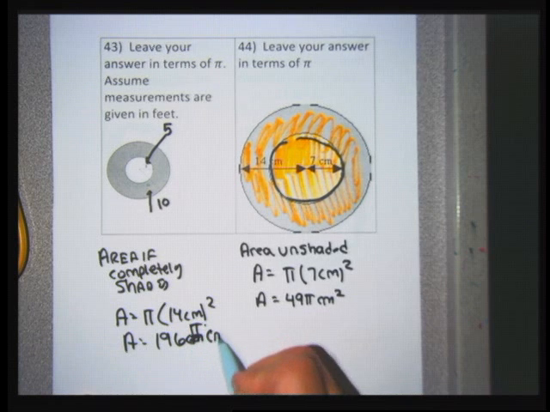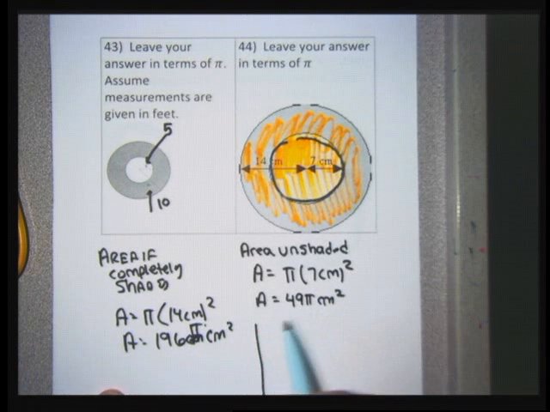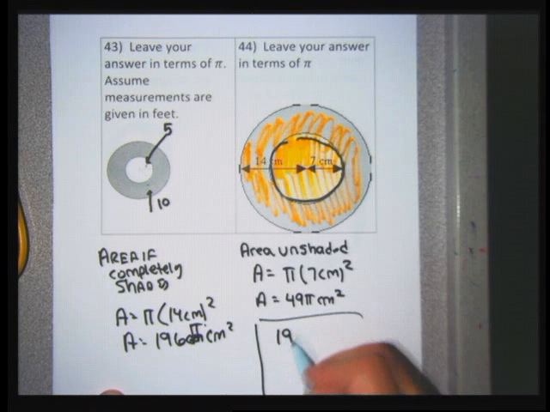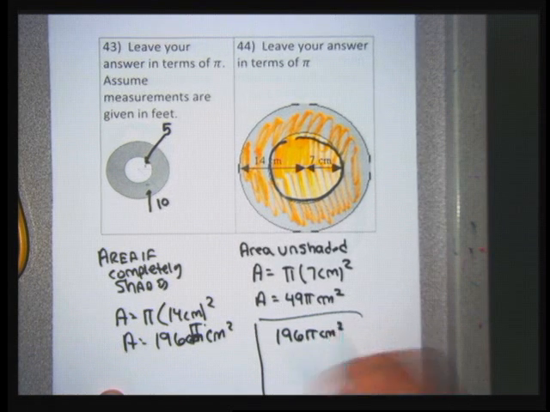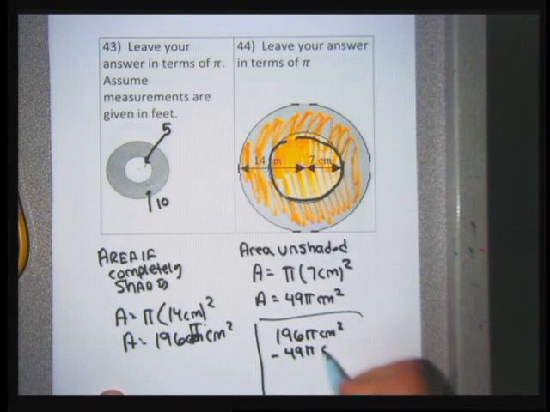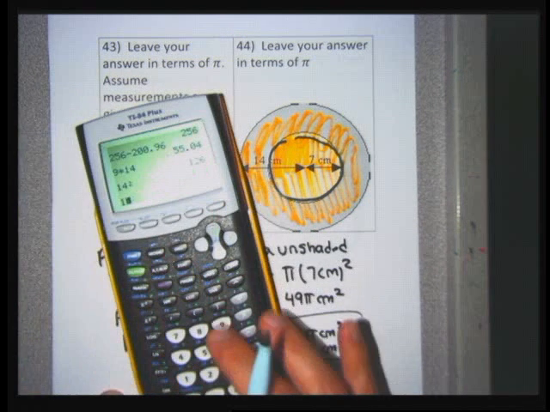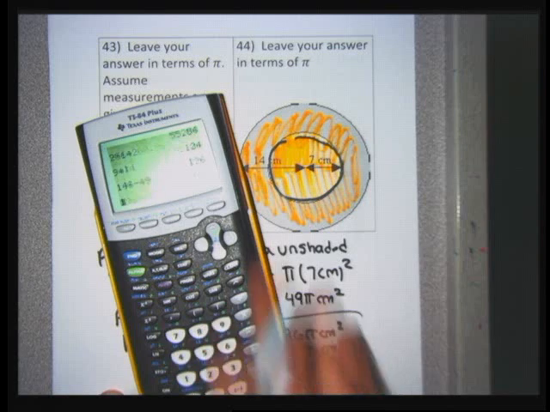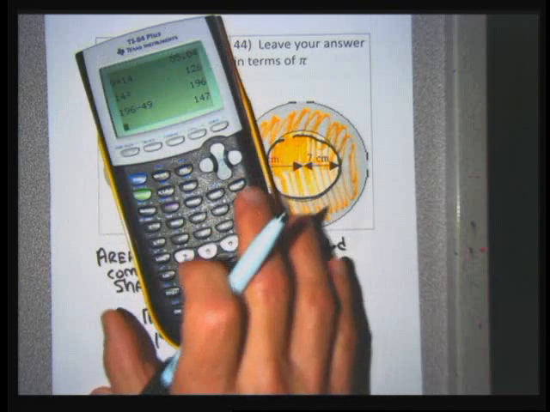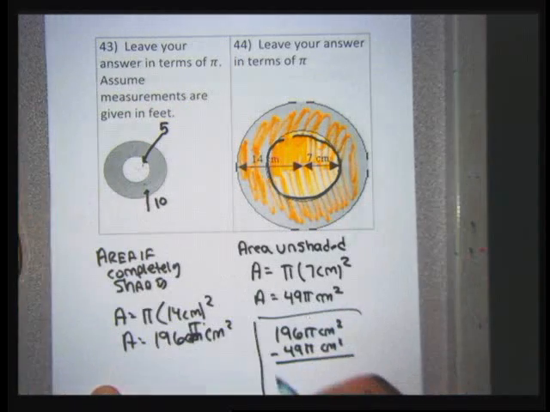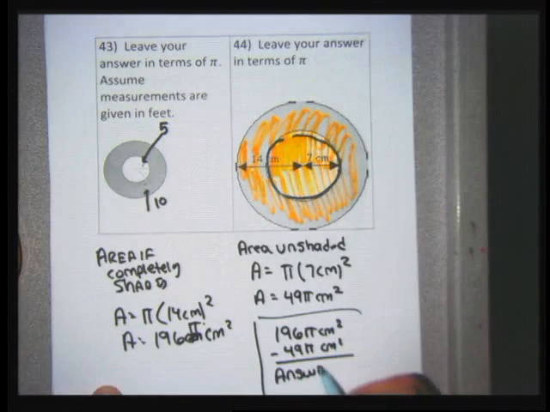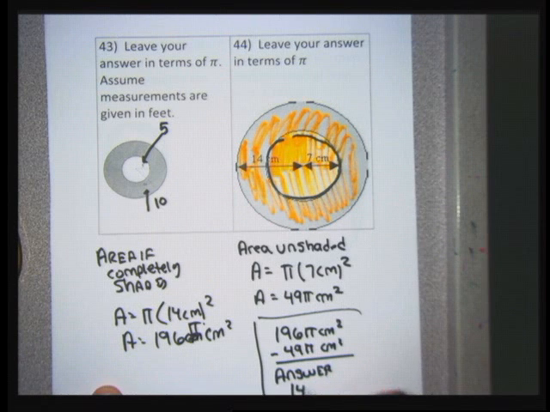So my area, if it's completely shaded, would be 196 pi centimeters squared. And for my answer, I'm just going to subtract. I'm going to take 196 pi centimeters squared minus 49 pi centimeters squared. The pi's don't cancel. They work like x's, like 5x minus 3x is 2x. 196 pi minus 49 pi is going to have a pi in it. If I do 196 minus 49, I get 147. So my answer, the number part is going to be 147, I'm going to have the pi, and the unit part is going to be centimeters squared.